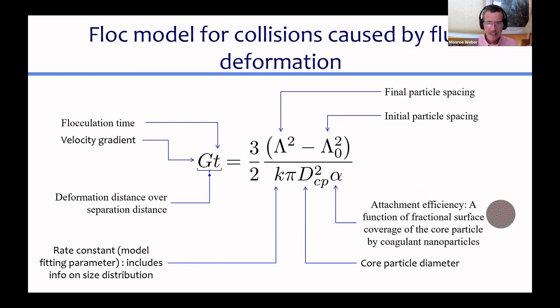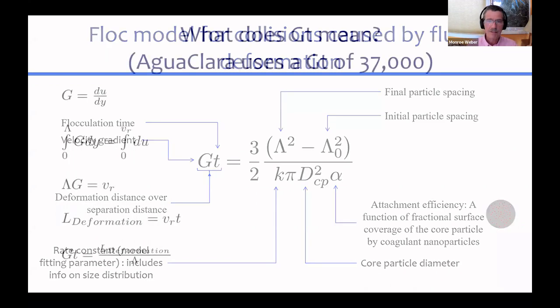And K is a rate constant. It's dimensionless, and it includes information on size distribution, and it is currently our fitting factor for this model. It means that we're guessing at that one, or we're fitting that to the data. So that's the 1 degree of freedom that we have in this model to fit the data to the curves. So that's the model, and what pops out is that GT is an important parameter. And indeed, GT is what has been used to design flocculators for a very long time. So we're not the first ones to use that.